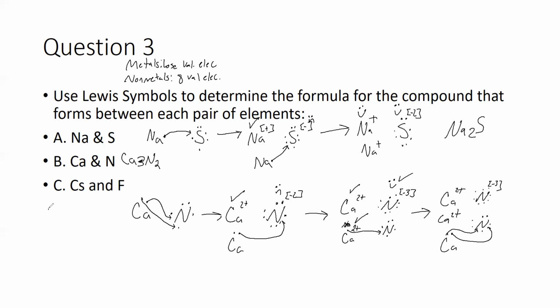All right, so C, cesium, 1 valence electron, fluorine, 7. So that's easy. I just give that there. Cs has no valence electrons, fluorine has 8. So this is just a 1-to-1 ratio, CsF. And that is how we can use Lewis symbols and the idea of full octets to determine when a metal and a non-metal interact. We can usually determine in what combination they'll interact. What is their molecular formula?